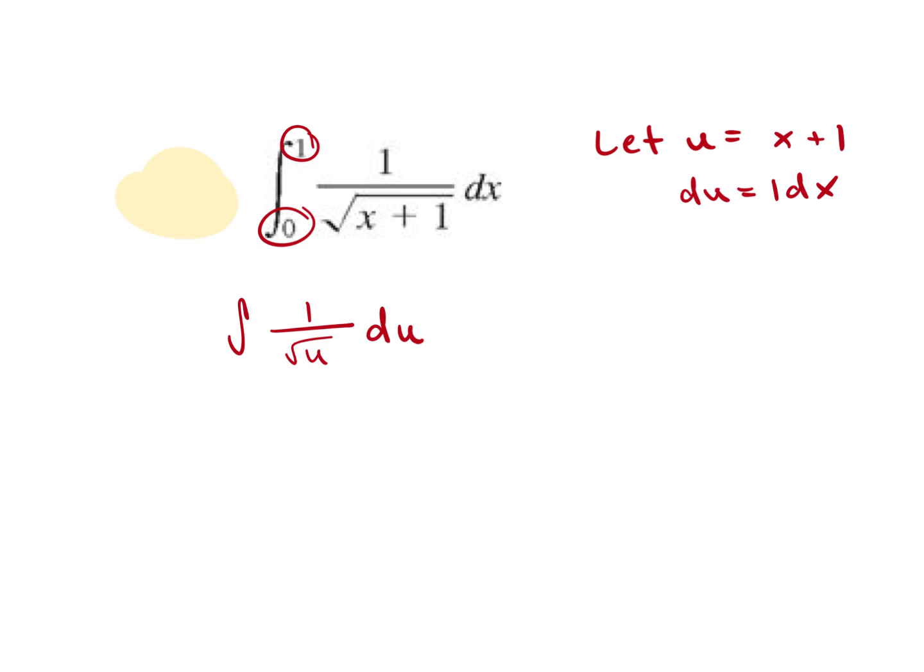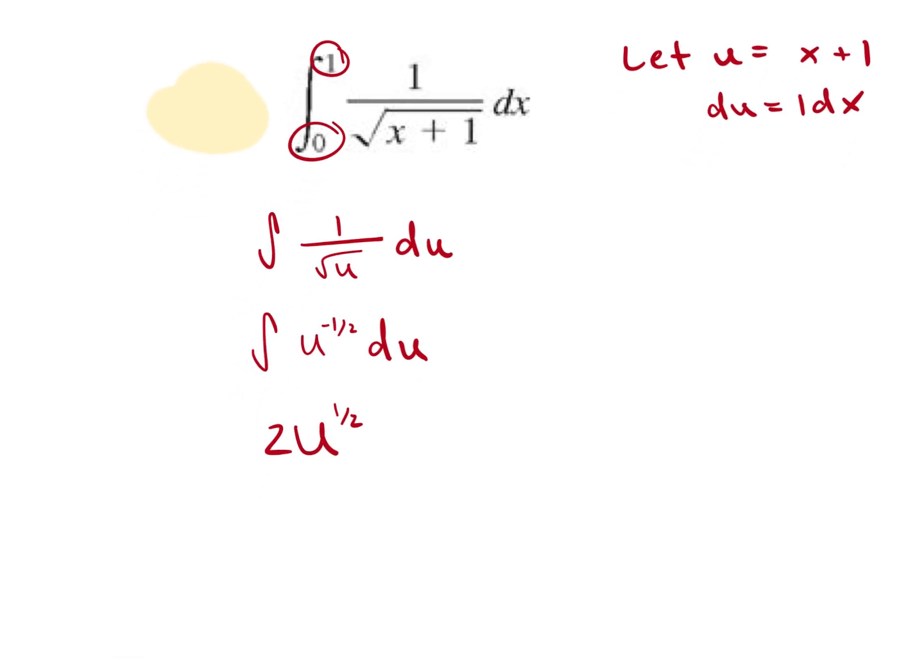So when I take my antiderivative, actually before I do that, what would we rewrite this as to make it a little bit easier for us to take our antiderivative? Awesome, u to the negative 1/2 power. Now when I take my antiderivative, I get u to the 1/2 power times 2. Now I could either substitute my x's back in at this point, or I could change my values to u values. I'm going to change my values to u values.